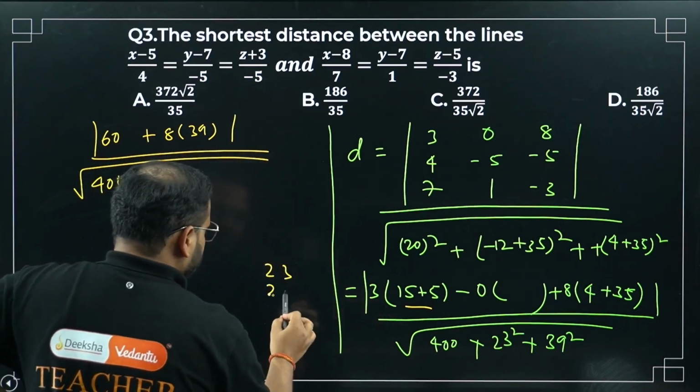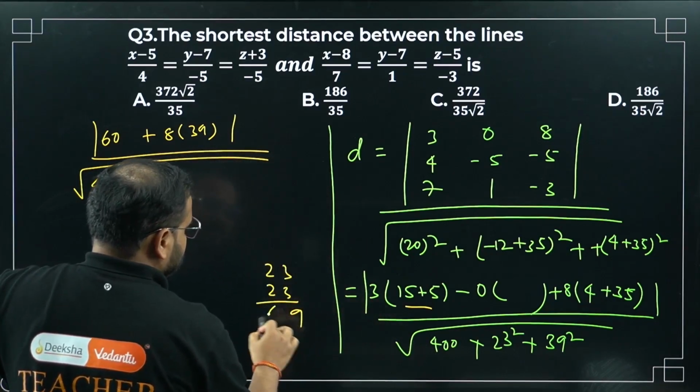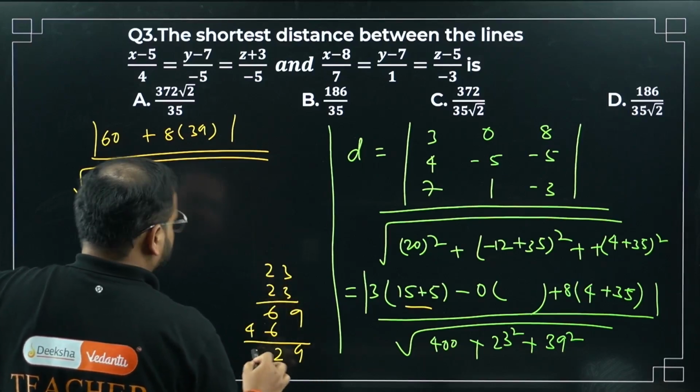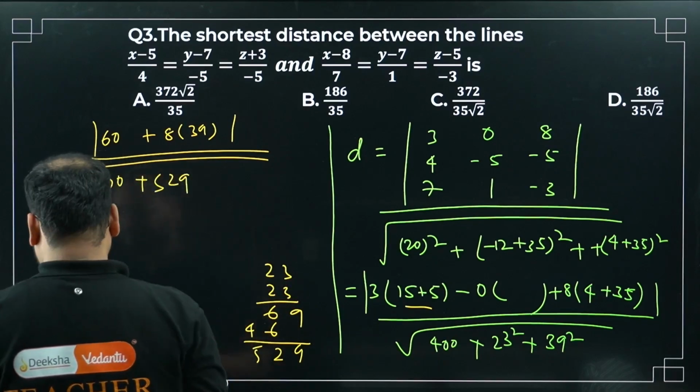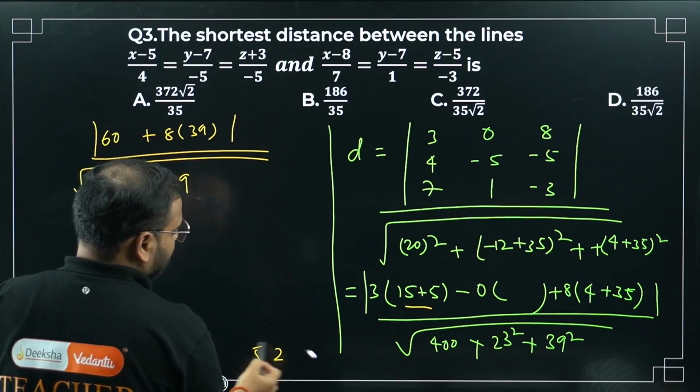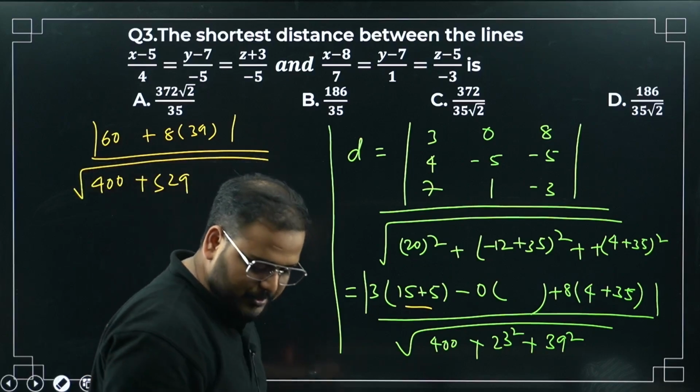Okay. 23 square should be 529. 3 3s are 9, 6, 6 and 4. So 9, 2, 529. Please check. Yeah, please do the calculation. If you're not sure, do the calculation, bacha. Then only will you be sure, no?